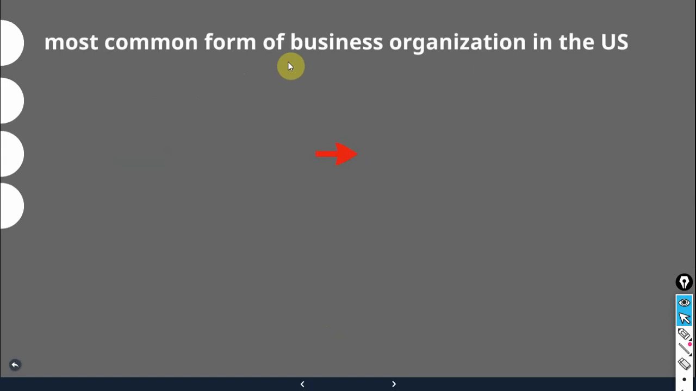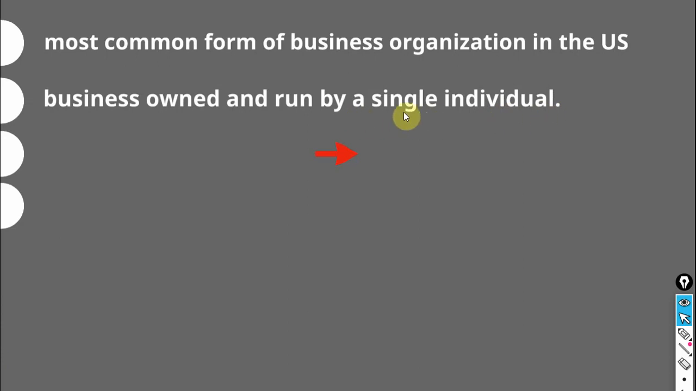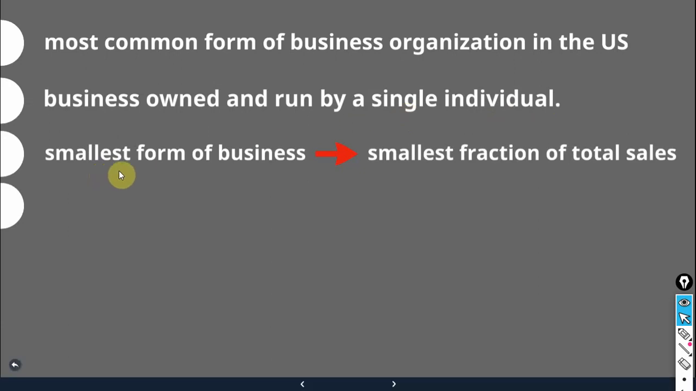It's the most common form of business organization, not only in the US, but around the world. It is a business owned and run by a single individual, so there is no partnership in that type of form. It's the smallest form of business out of all those three, and it has very little total sales, but the profit is really high.